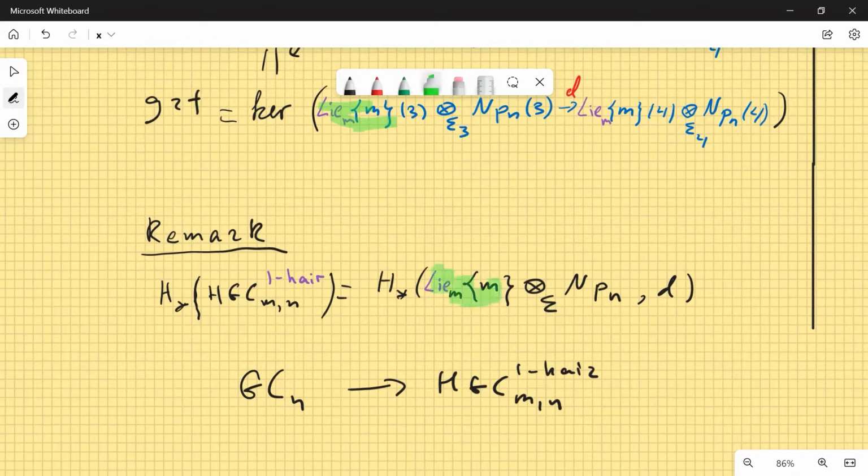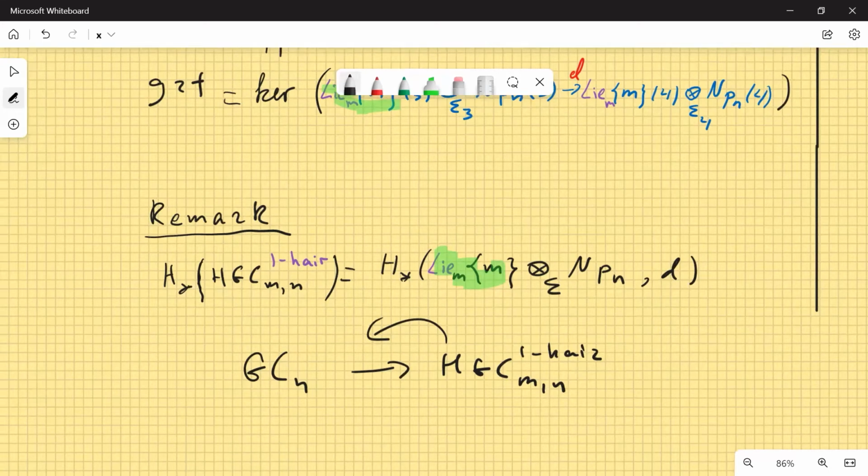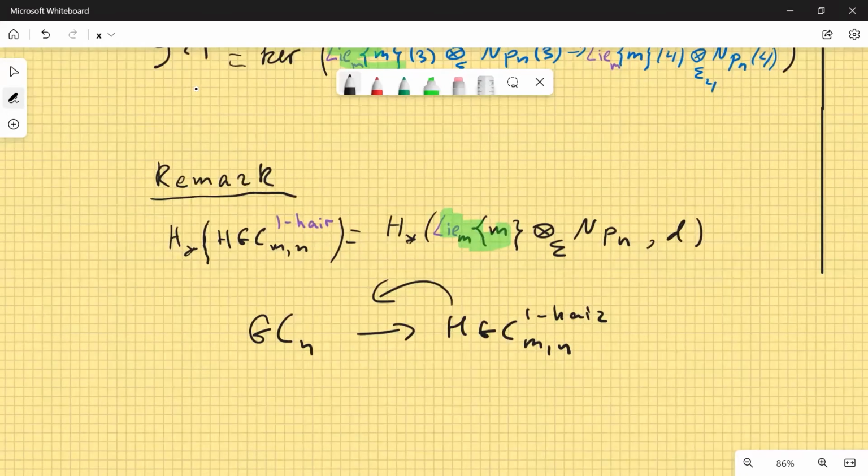That's exactly the part which comes from one hair, and as I said, essentially we get that GC_N is a retract of the one-haired part, and the homology of GC_N is actually a very small part of the homology even of the one-haired part of the hairy graph complex. And right, so it's interesting to see that the Grothendieck-Teichmüller Lie algebra also appears as a direct summand in the rational homotopy.